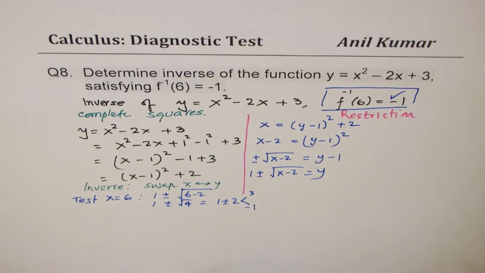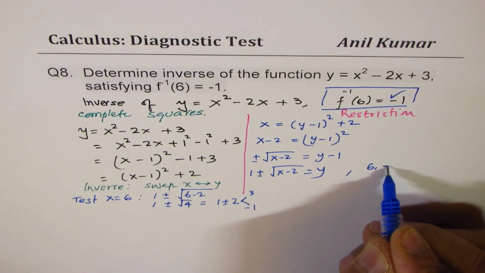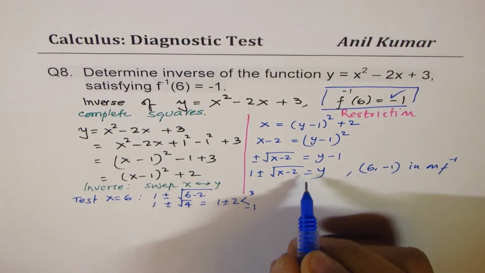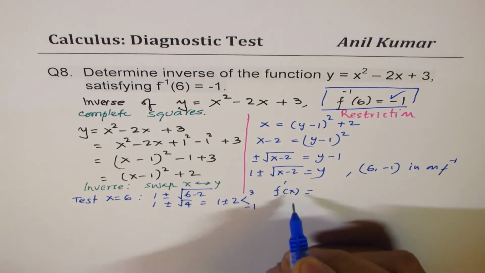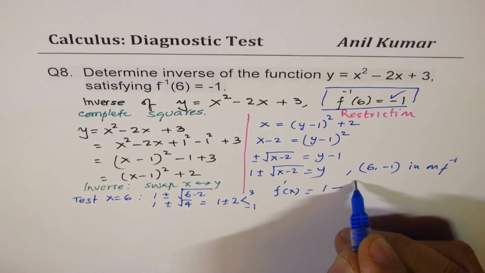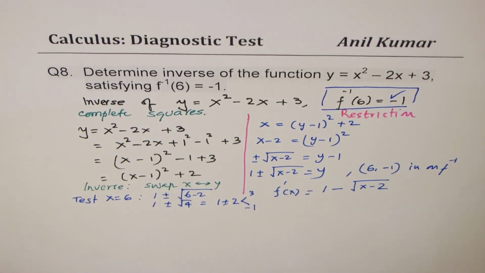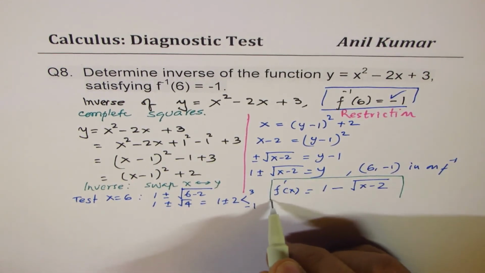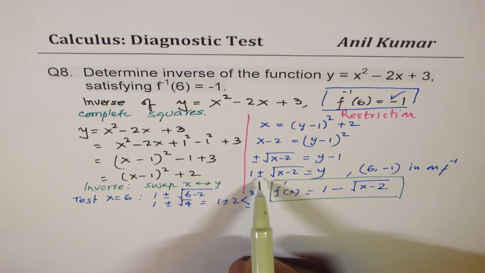Is it okay? So since the point (6, minus 1) is on the inverse, we'll use f inverse of x equals 1 minus square root of (x minus 2). Do you get an idea? So that becomes our answer. So it is not plus or minus. Plus or minus means it is not a function. We have got 2 values.